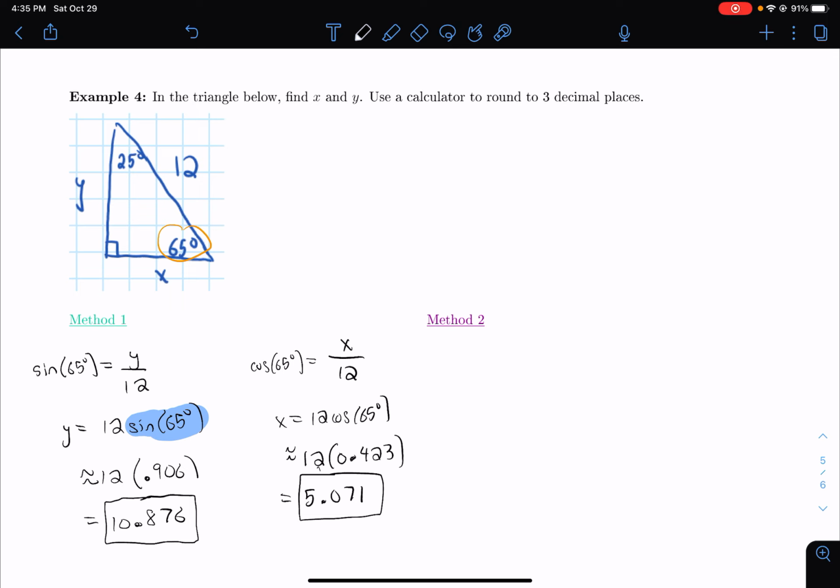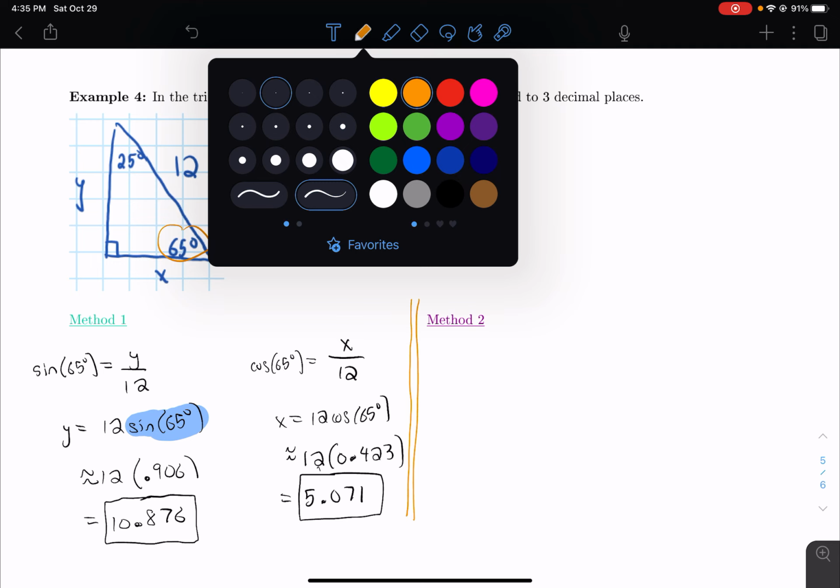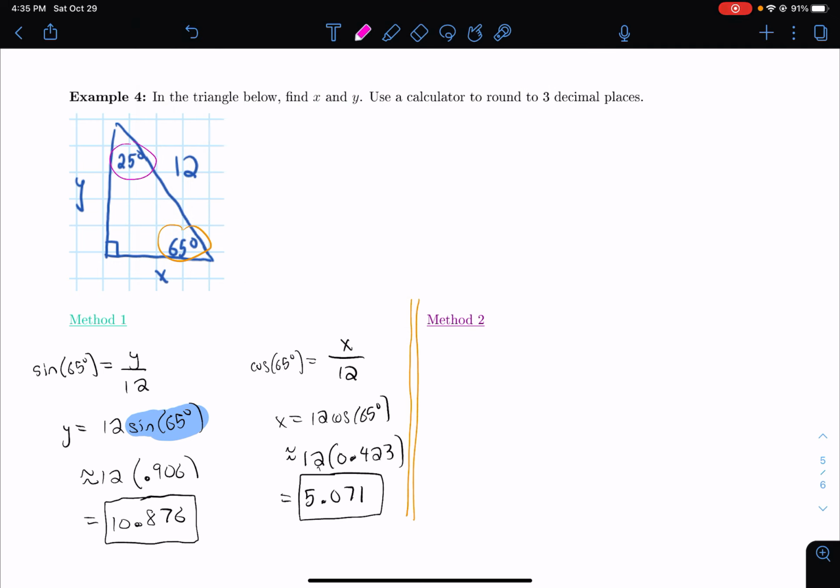All right, so when I did this work, I had worked with the 65-degree angle. What if I decided to work instead with the 25-degree angle? Would I still get the same values? That's going to be method 2. Let's try it. If I did something like cosine of 25, cosine is adjacent over hypotenuse. So the adjacent side to 25 is y, and that gets divided by the hypotenuse, which is 12. Now if I isolate y, if I multiply the 12 over, we get y equals 12 times cosine of 25.